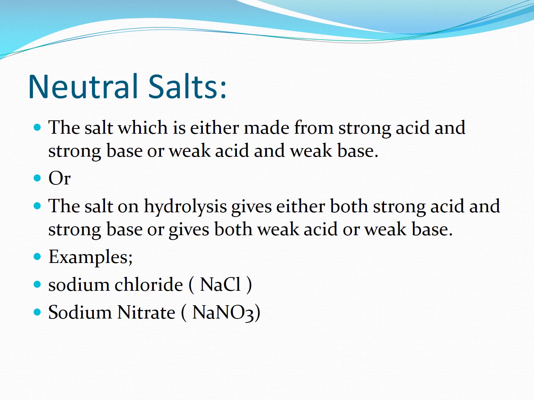And the third one is neutral salts. The salt which is either made from a strong acid and a strong base, or a weak acid and a weak base. Or we can also say the salt on hydrolysis gives either both a strong acid and a strong base, or both a weak acid and a weak base. They are called neutral salts. And examples of neutral salts are sodium chloride, NaCl, and sodium nitrate, NaNO3.